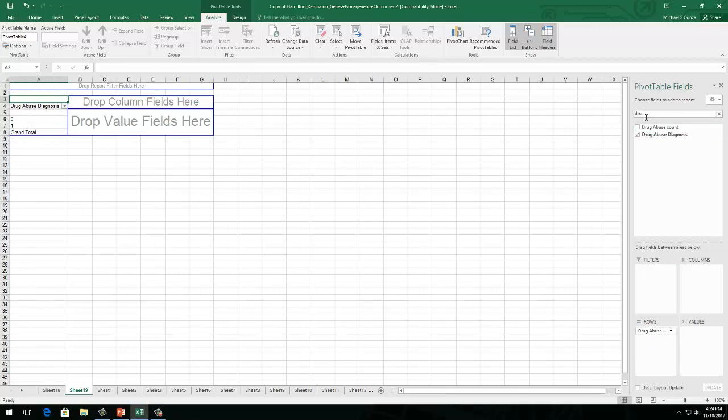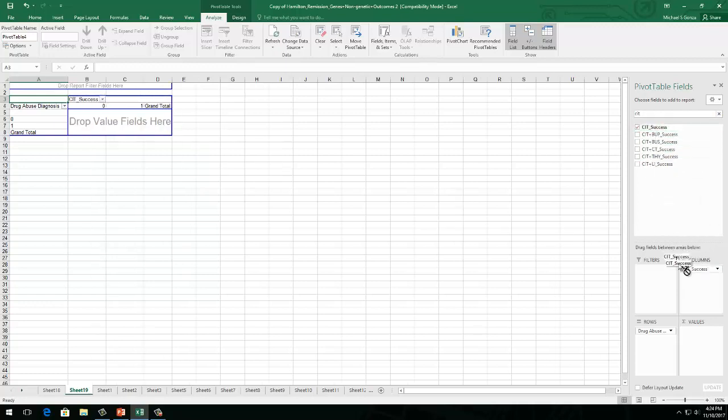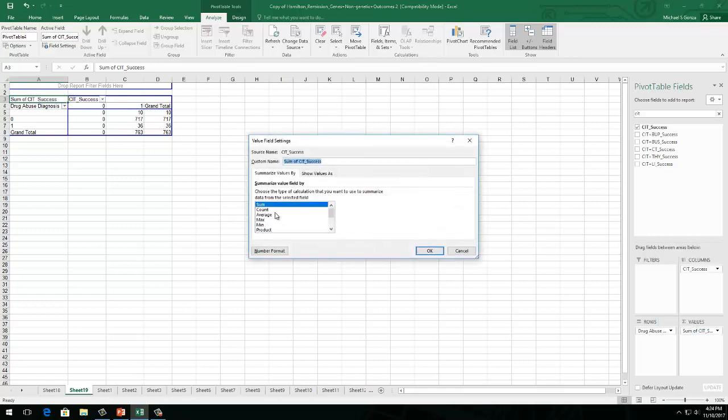And again, I'm going to start with CIT. Put it in the columns and the values, drag and drop. And don't forget that sum. Change that sum to count. Don't forget that. Oops, I removed them. My bad. Trying to show off here. Yeah, so change the sum to count.